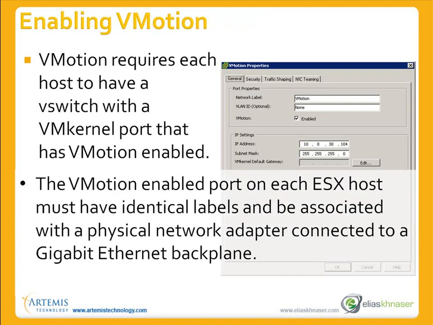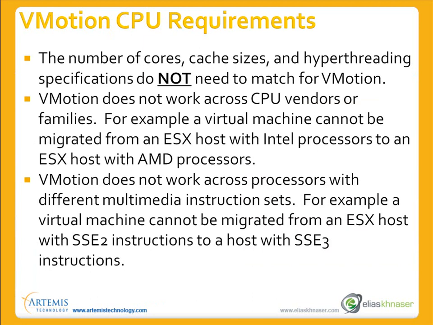So enabling vMotion requires that each host have the same virtual switch with the same label. So it would have to be labeled the same on both ends. So if you're calling your virtual switch on ESX01 vMotion and you call it on ESX02 VMkernel, that won't work. It would have to be vMotion on both ends or VMkernel on both ends before it would work. Now vMotion obviously requires a VMkernel port, and we'll talk about that when we go through the setup steps. Now let's talk a little bit about the vMotion CPU requirements.